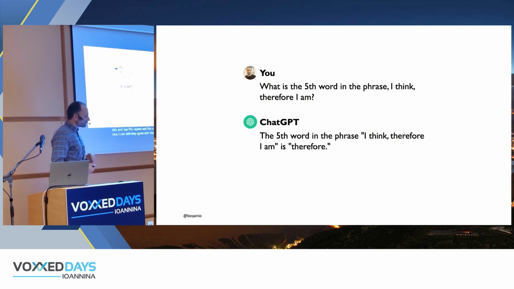Now, if I ask ChatGPT something like this, for example, in the phrase, I think, therefore I am, what is the fifth word? ChatGPT replied that this is therefore. But if we take a closer look and count the words, we could see that this is a wrong answer. This, therefore, is not the fifth word in this phrase.